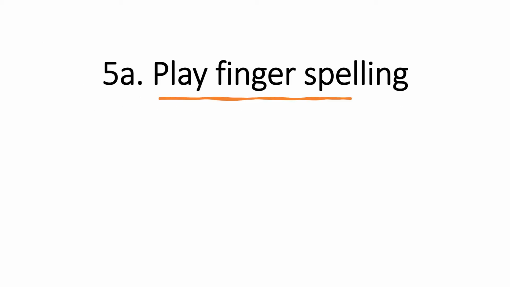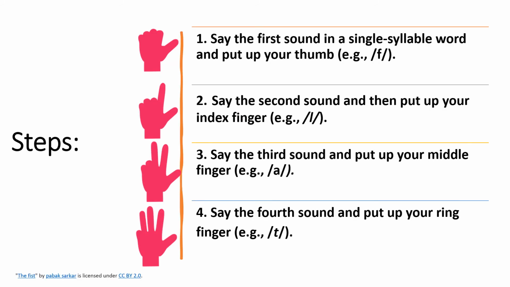For example, 5A, play fingerspelling. Here are the steps. Number 1, say the first sound in a single syllable word and put up your thumb. For example, if we're doing the word flat, the first sound would be f. Number 2, say the second sound and then put up your index finger. For example, l. Number 3, say the third sound and put up your middle finger. For example, a.